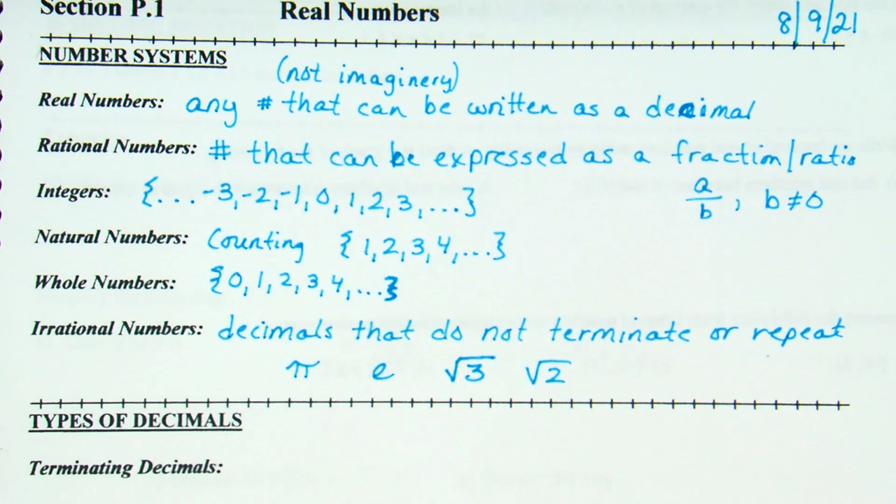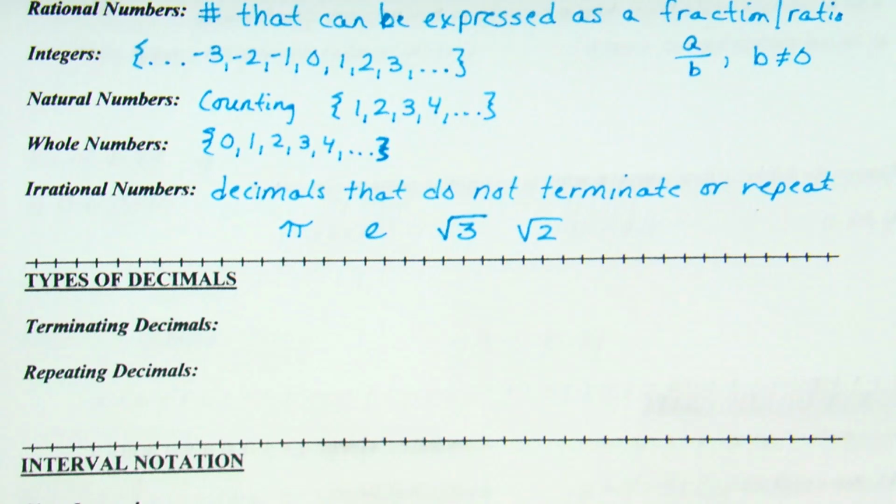Okay, those words kind of coming back to you a little bit. I mean, that's just my goal right there, is to refresh your memory about some of those words, because those words will randomly appear in math. And if you don't know what they mean, it makes the math a little more confusing. Okay, types of decimals. 2 types of decimals to talk about. Terminating decimals and repeating decimals.